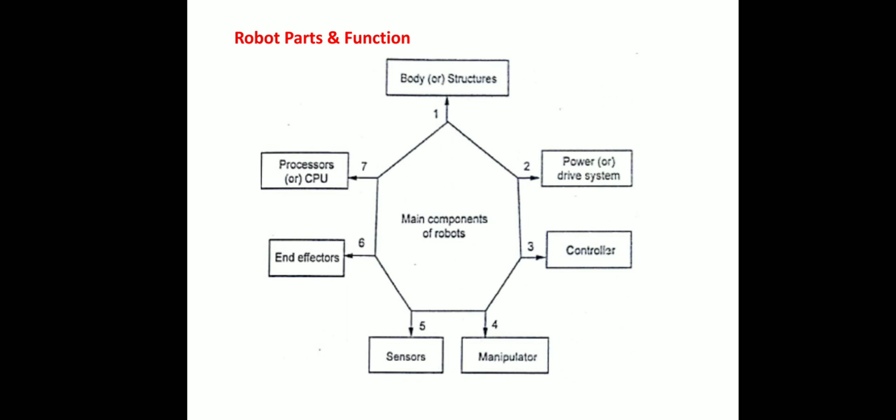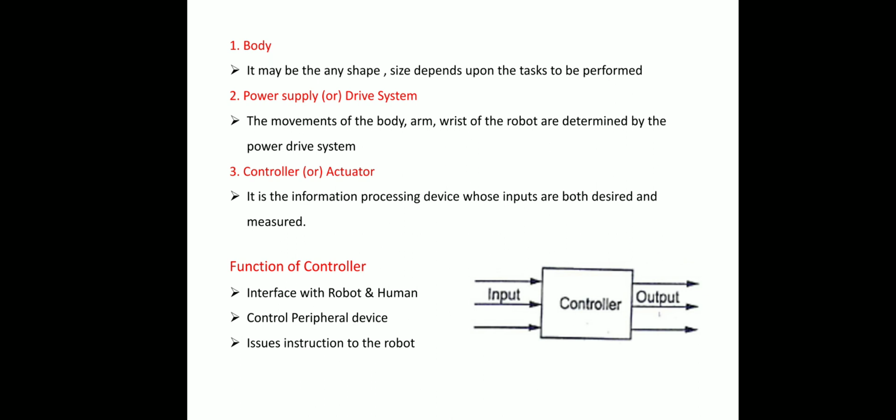Next we are going to discuss the robot parts and functions. It has a body or structure, then a power or drive system, a controller, manipulators, sensors, end effectors, and a processor. These are the parts of the robot. We know very well the function of the robot. The body supports all the components of the robot. This gives the physical appearance to the robot.